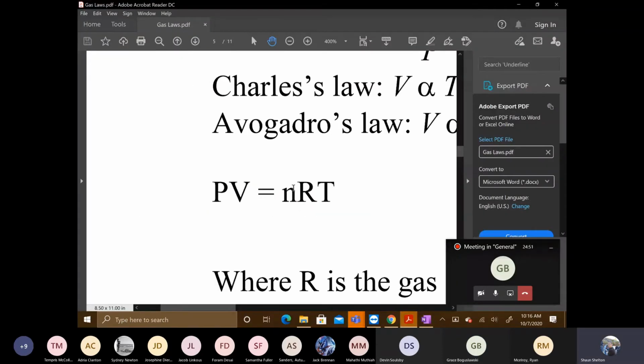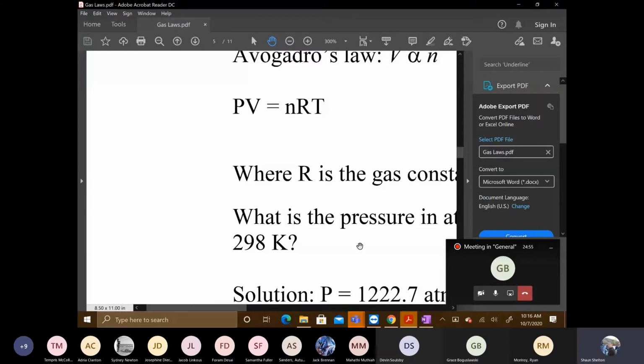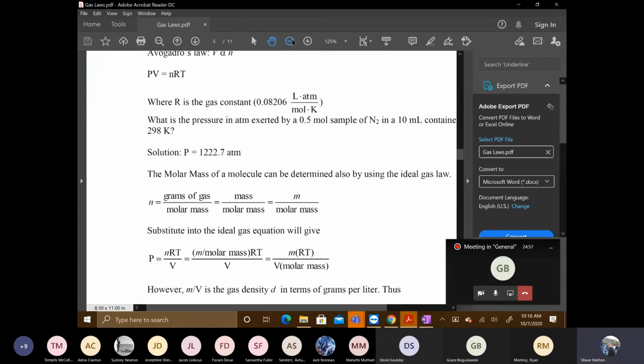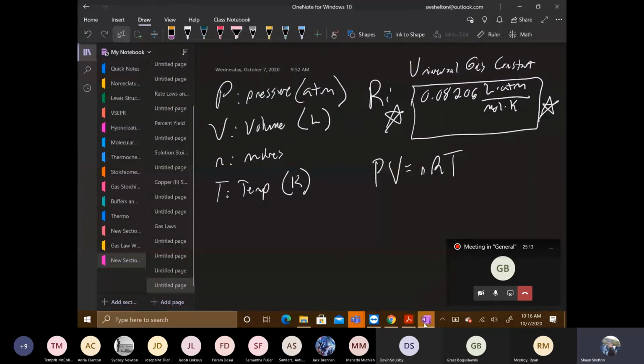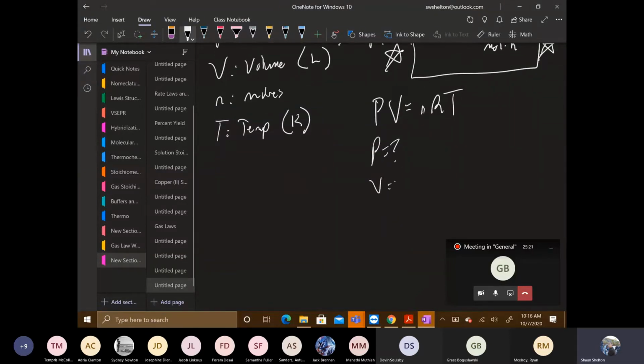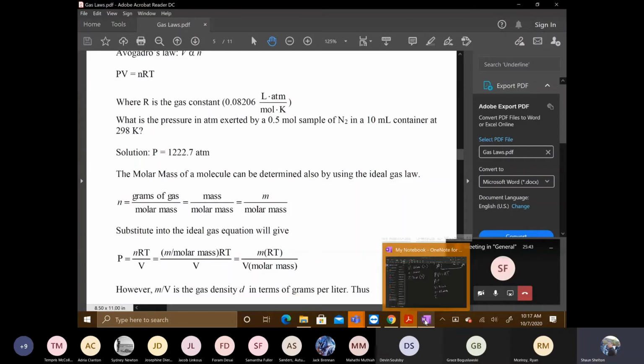So with the ideal gas law, let's do a simple problem here. It says, what is the pressure in atmospheres exerted by a half mole sample of nitrogen gas in a 10 milliliter container at 298 Kelvin? What we have to do is solve for pressure, so pressure is our unknown variable here. Our volume is 10 milliliters. The moles: half a mole sample of nitrogen. And the temperature was 298 Kelvin.